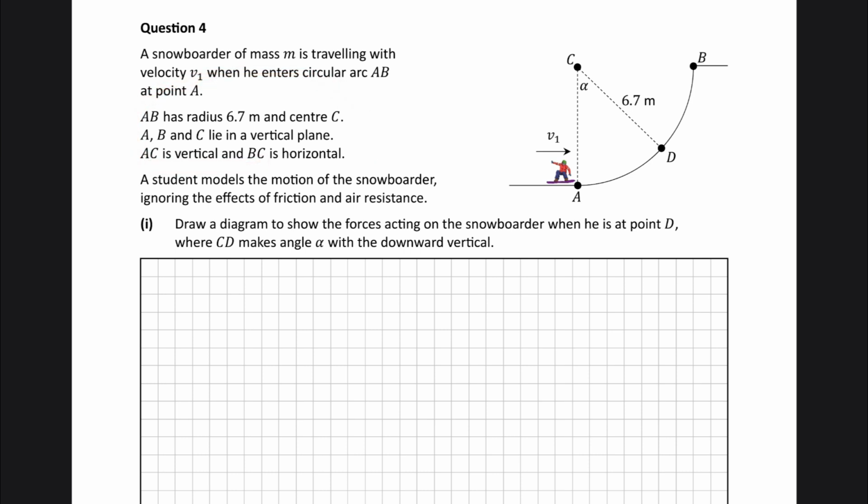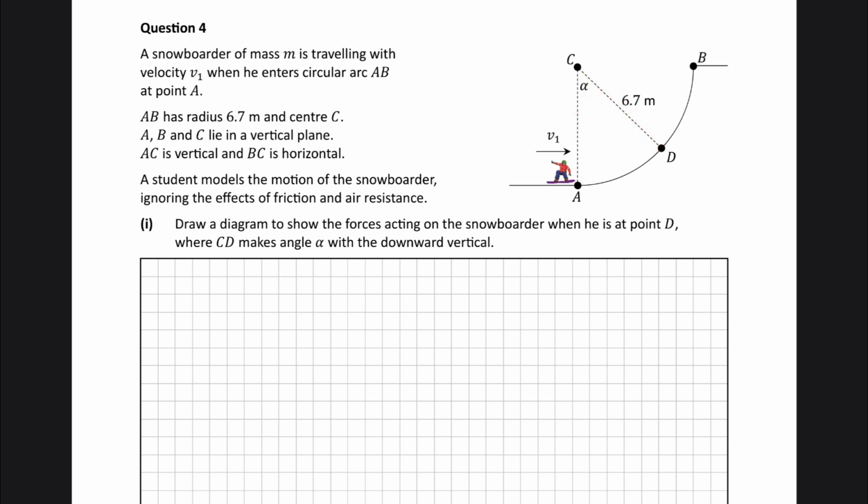And the student models the motion of the snowboarder, ignoring the effects of friction and air resistance. Okay, so show the forces acting on the snowboarder when he's at the point D, over here, where CD makes an angle alpha with the downward vertical. Now, just to be really clear, at no point do they tell us this is 45 degrees, like this is halfway. So don't make assumptions. We don't know what alpha is.